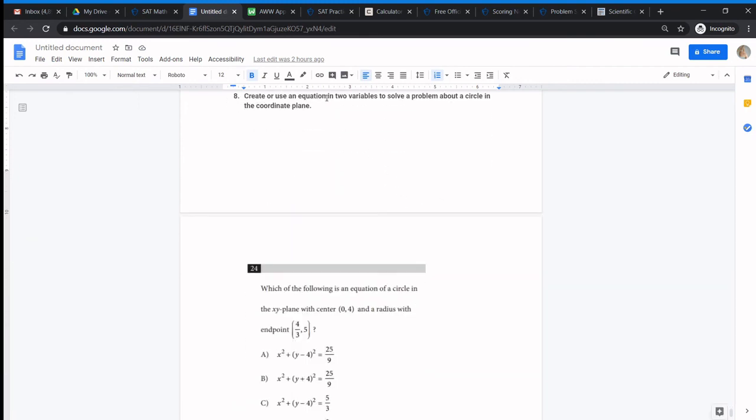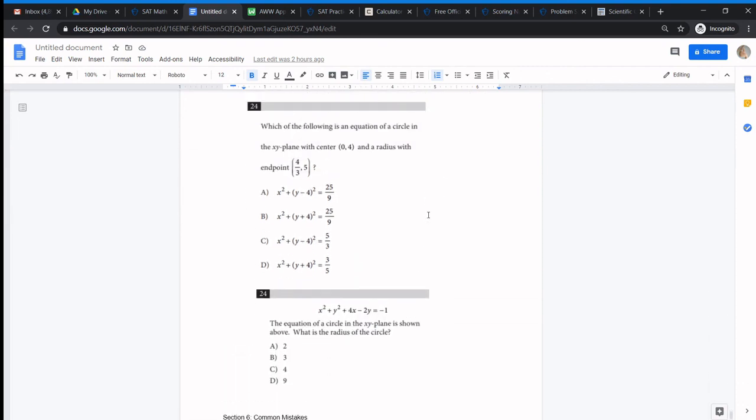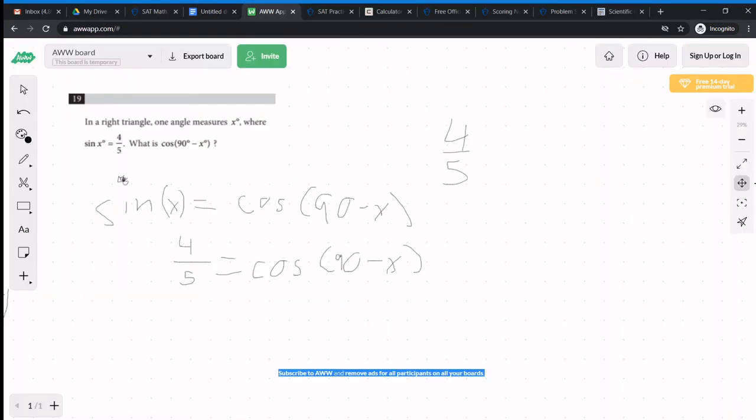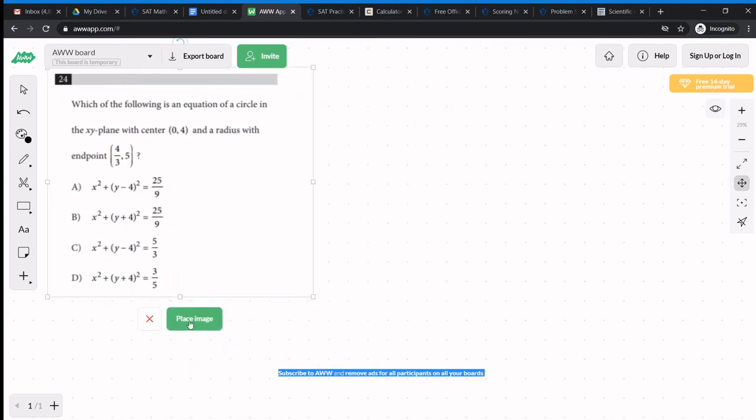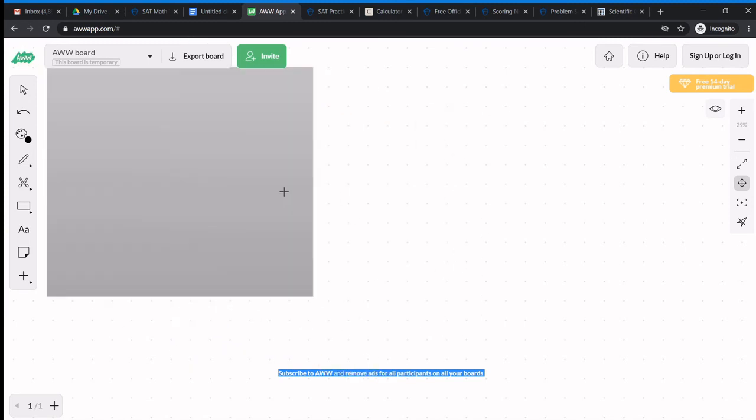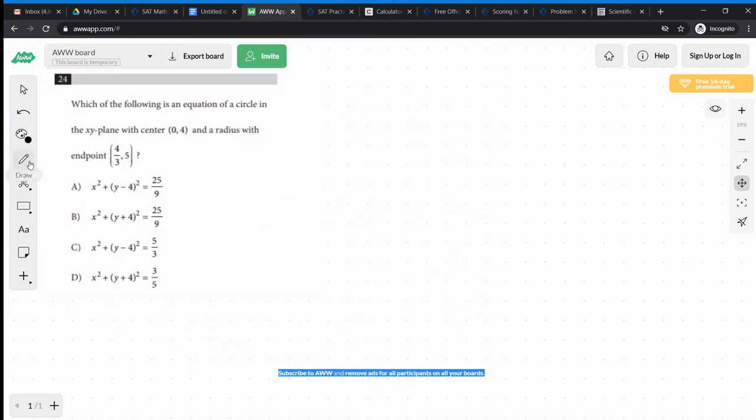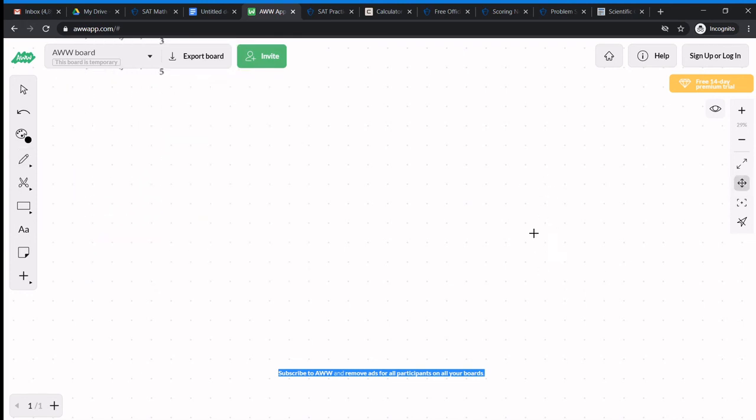Create or use an equation in two variables to solve a problem about a circle in the coordinate plane. And this should be our last section, actually. So for this, all you need to know is the equation of a circle in the coordinate plane. Just like you have the equation for a line, y equals mx plus b, there's the equation for a circle. And let me just explain it first before I go on to this problem.